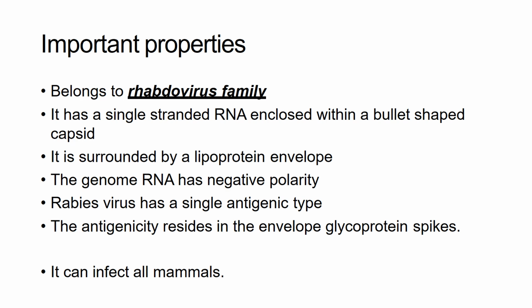The genome of this virus is RNA, or it contains RNA as the replicative genome in its structure. It has a negative polarity, and I am assuming that you guys remember what negative polarity was. Rabies virus has a single antigenic type, which is very important as far as vaccination is concerned, because the more the antigenic types, the more the serotypes of the virus, the more different types of vaccine the scientists have to produce or make. The antigenicity resides in the envelope glycoprotein spikes, which are present on the outermost surface of the viruses. You'll see in the next slide in the picture.